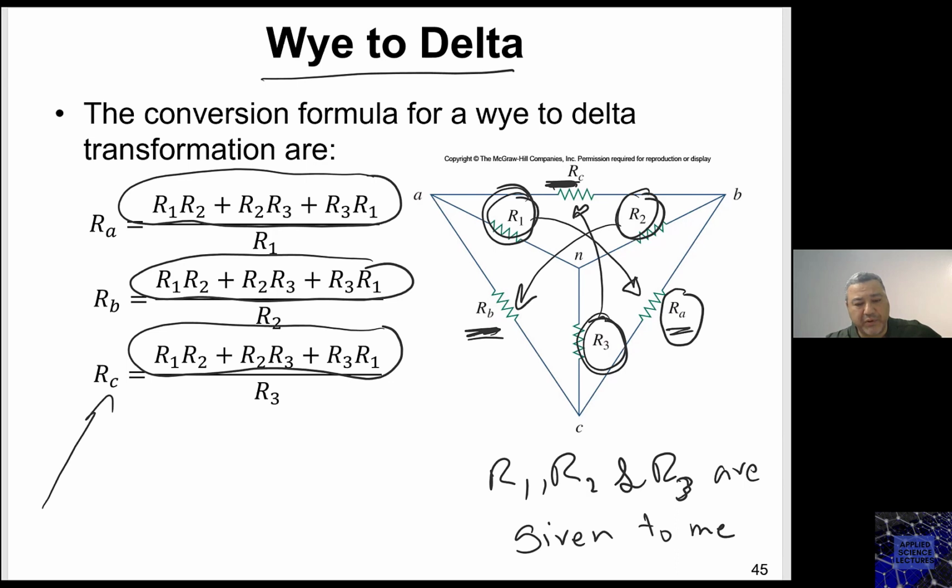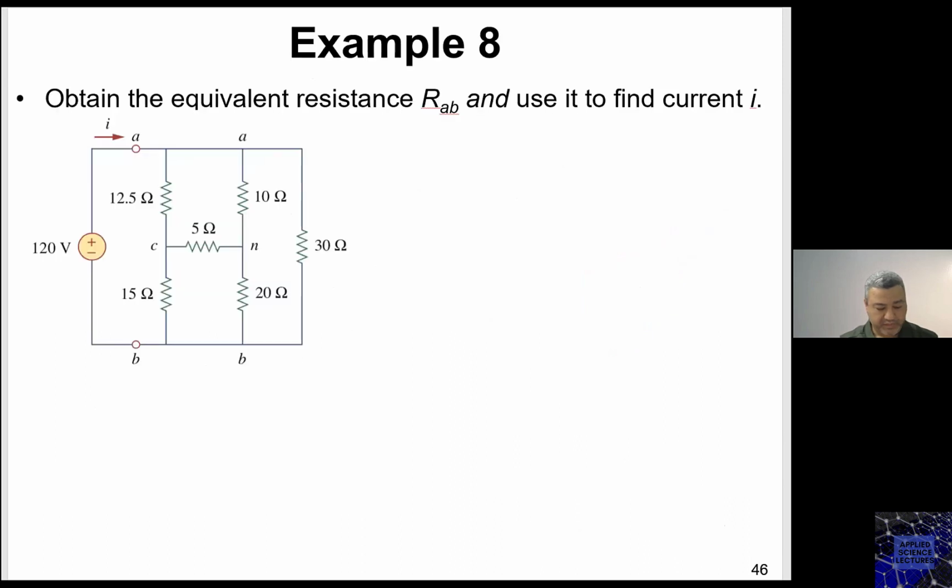We will solve an example to show you how those transformations are important and useful in solving or simplifying circuits that have resistors connected in a way that they're neither in series nor in parallel. Okay, so let's do this example. Obtain the equivalent resistance RAB and use it to find the current I. So we need first to find the equivalent resistance.